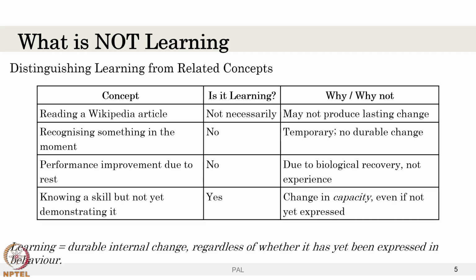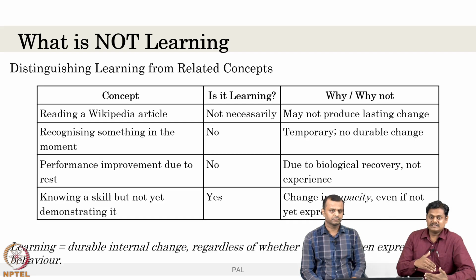So that person in that moment may demonstrate that, and it is present in their knowledge structure. So it is also called learning for that person. Learning, in summary, is a durable internal change regardless of whether it has yet been expressed in behavior or not. There is a high chance in the future that that person will demonstrate it if they need to demonstrate that skill. So that is considered as learning.